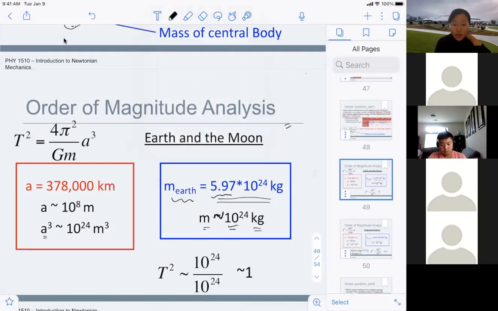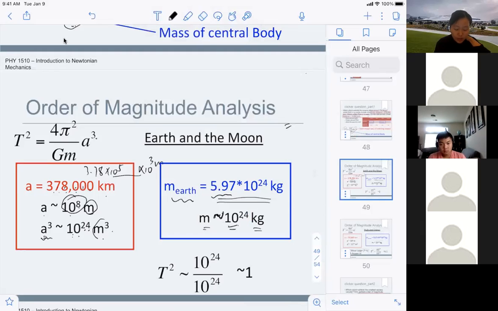And the semi-major axis here is 378,000 kilometers. So we also need to change that to meters. You can see, 1, 2, 3, 4, 5, so that's 3.78 times 10 to the 5th power kilometers, and then changing to meters, that's another 3 orders. So A is on the order of 10 to the power of 8 meters, but it's A cubed. So again, you have to change it to A cubed, which is 10 to the power of 24 meters cubed.